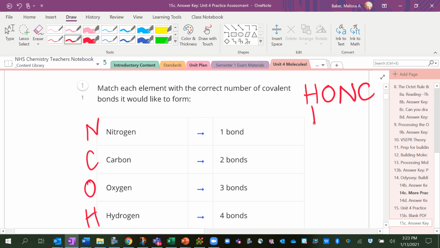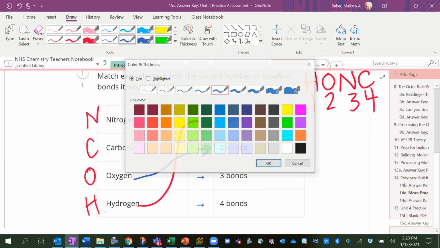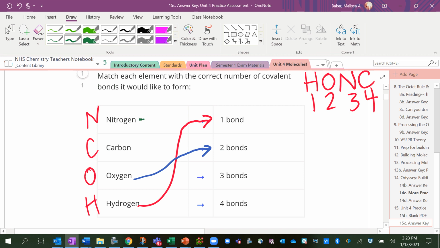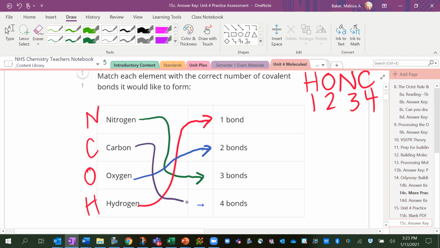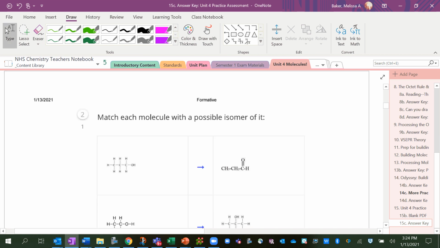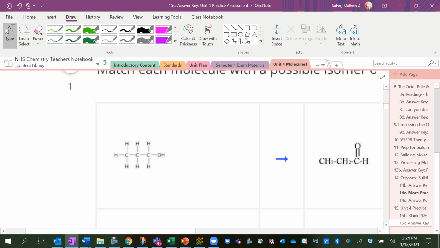Well, there's something called the Honk 1, 2, 3, 4 rule, which says that hydrogens form one bond, oxygens form two bonds, nitrogens form three bonds, and carbons form four bonds. There we go. So we matched that. For number 2, we're supposed to match molecules with their potential isomer.